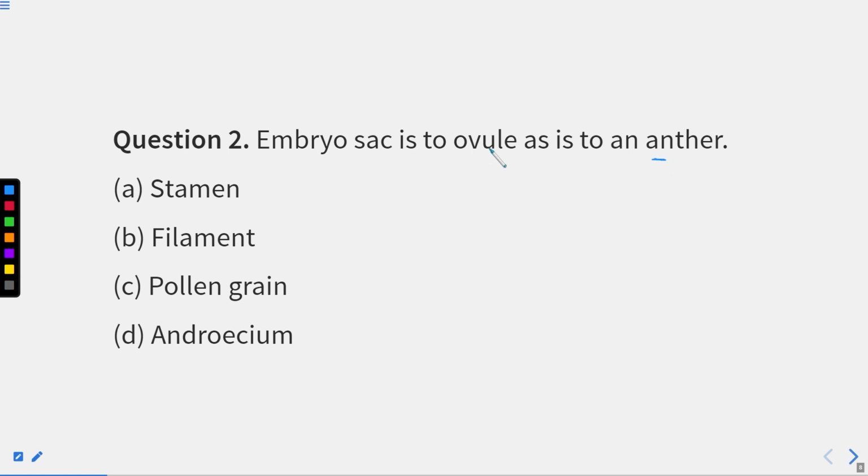Within the ovule, the embryo sac is present. If you draw a diagram of the ovule, again I'm drawing a rough diagram here, the ovule looks like this. These are the integuments. Usually 2 integuments are present, which later on form the seed coat. These are the integuments.